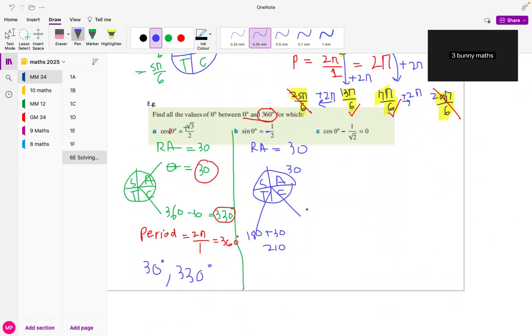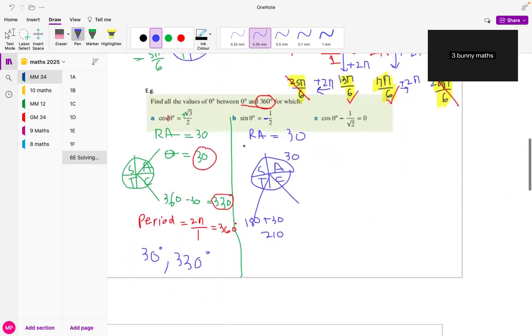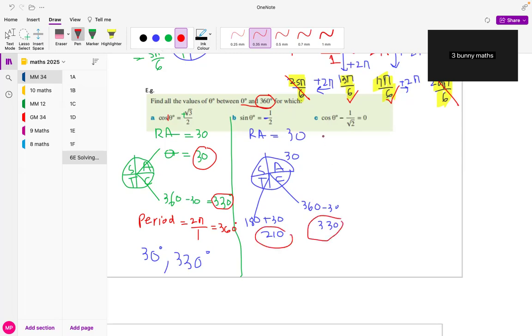And in the fourth quadrant, that is 2 pi minus theta. So 360 minus 30, which is 330. Okay, so I would have 210 and 330 as my solution. And same as before, the period is 360, so I can't go further.